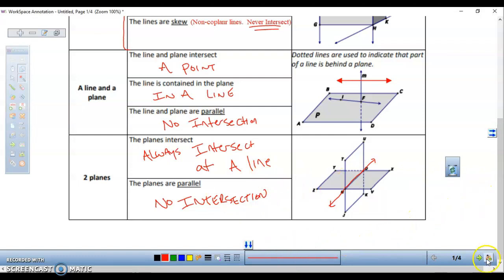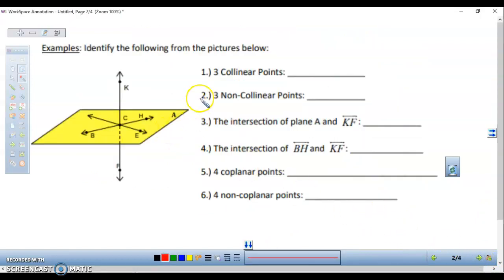Let's do a couple examples. Alright, so first, let's name three collinear points. We did this the other day. It's just a review. Remember, when you're naming points, you have to list them with commas, or else I think you're talking about a plane. So I just want 3 points that are on the same line. There's a couple answers here. I'm going to go with B, C, and H. So I'd say B, C, and H.